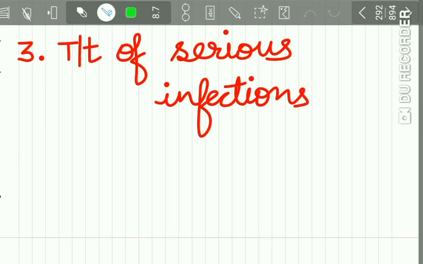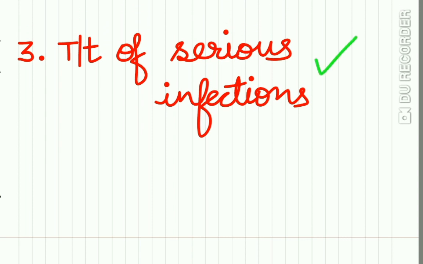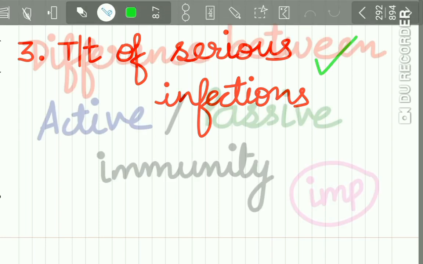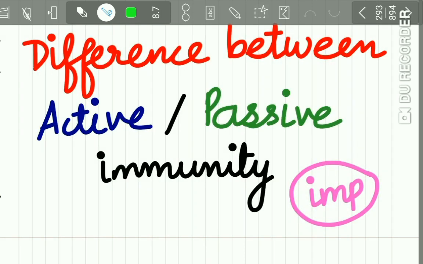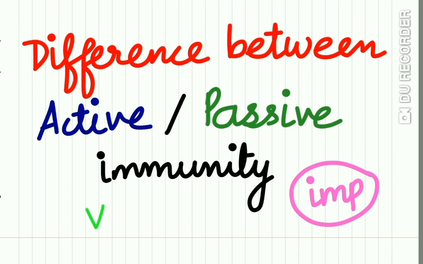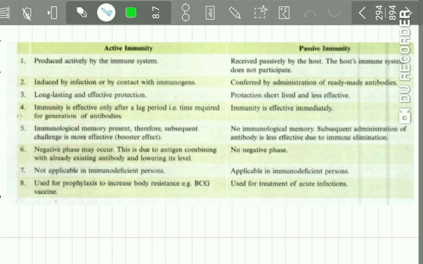Now, passive acquired immunity is also used for the treatment of certain serious infections. Now, let us see what are the differences between the active and passive immunity. This is a very important question which is asked in exams. So, watch this part of the lecture carefully.